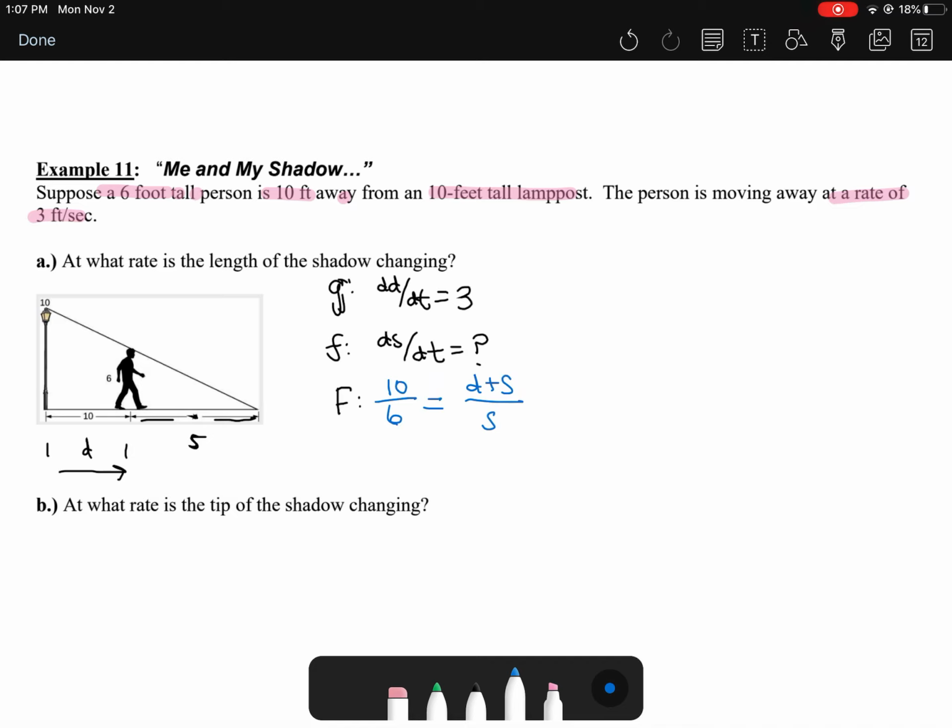Okay, so that's my formula. Obviously, I'm going to want to simplify that a little bit, so I'm going to cross multiply. So I get 10S is equal to 6D plus 6S, which means 4S is equal to 6D. Okay, so let's see here. Do I have a dS/dt? That's what I'm trying to find. dD/dt, have that. We are good to go.